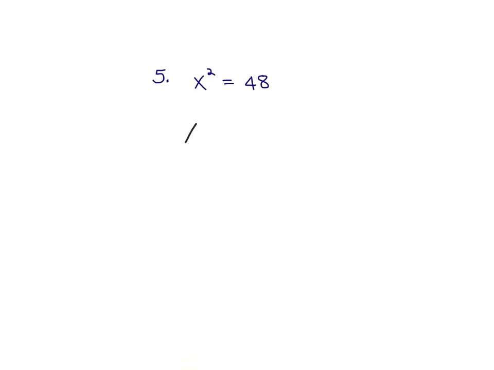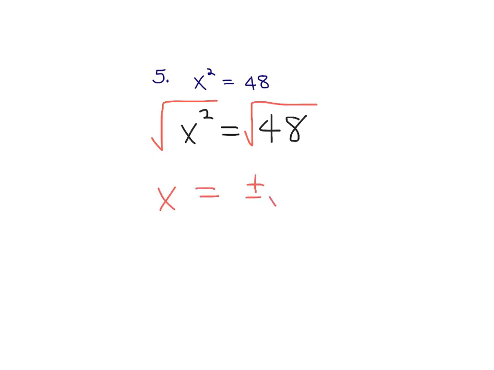So let me rewrite it. I get x squared equals 48. I need to square root both sides. So at this point I get x equals plus and minus square root of 48. However, 48 can be broken down. Doesn't matter how you break it down, you just need to get as much of the perfect square out, or all the perfect squares out as you can.